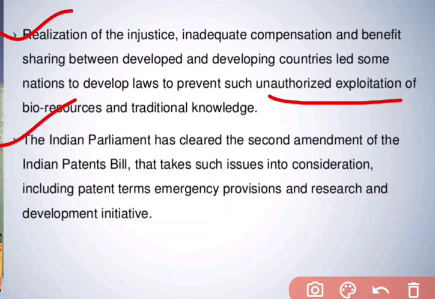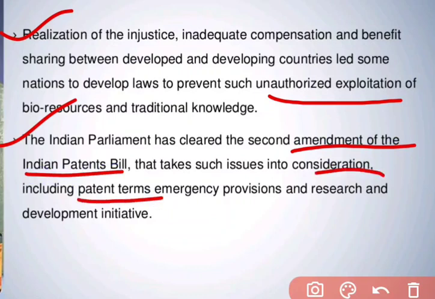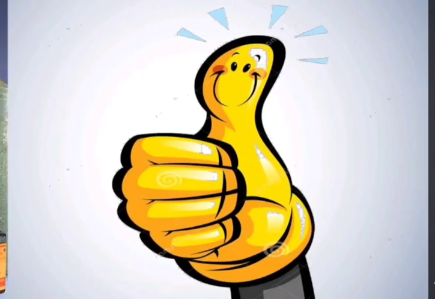The Indian Parliament has cleared the second amendment of the Indian patent bills that takes such issues into consideration, including patent terms, emergency provision, and research and development initiative. So laws are created, and the second amendment of the Indian patent bills was also done. So those issues are considered here, emergency provisions for the patent terms are there, and research and development initiatives are taken. Next one we are coming to.